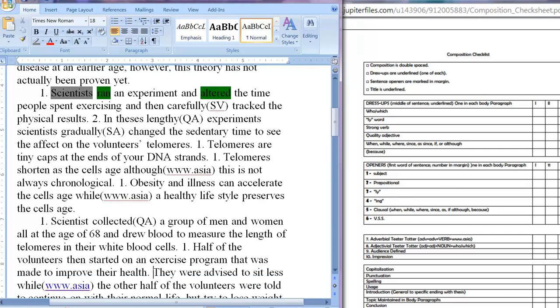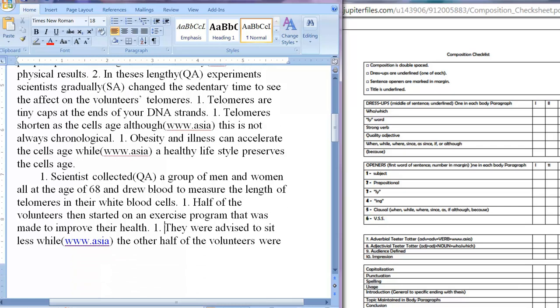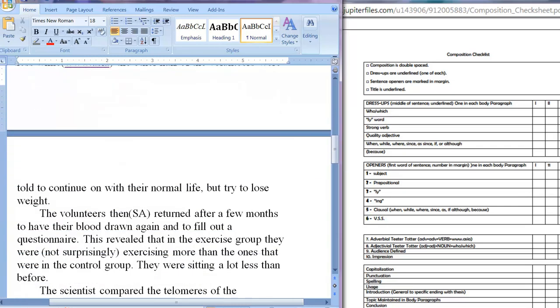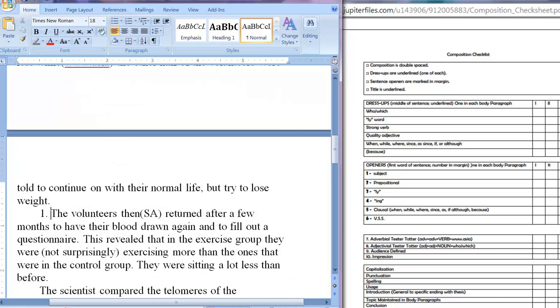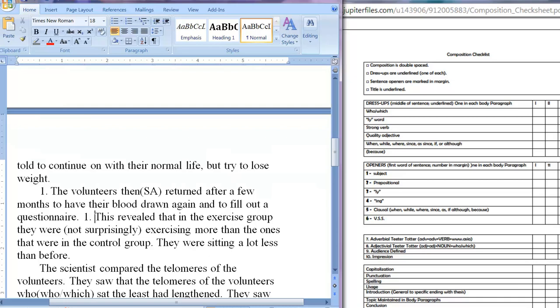They were advised, okay, you have a pronoun here, but we count that as a subject. They were advised to sit less while the other half of the volunteers were told to continue. Then we have another subject opener. The volunteers then returned after a few months. This revealed, even though that is a pronoun, it's still counted as a subject.